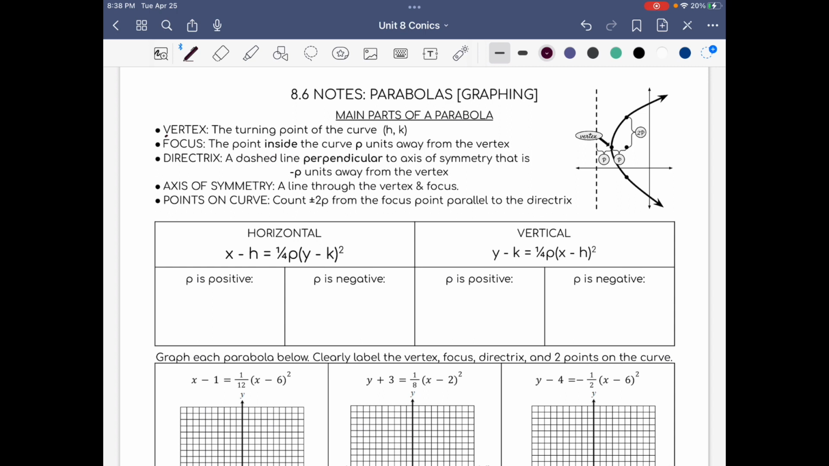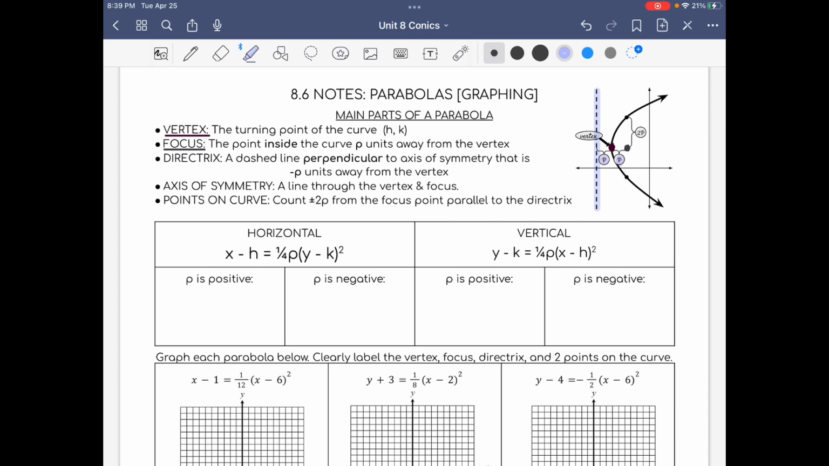First things first, the vertex is basically the turning point of the curve right here in the middle. Then there is a focus point right here. And that focus point actually has a lot of really important real-world applications. But the main idea behind a parabola is that every point on this curve is the same distance from this gray focus point as it is from this dashed line right here. And we're going to go ahead and call that distance P.